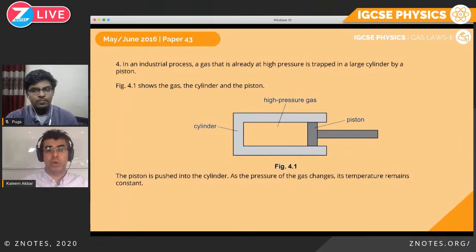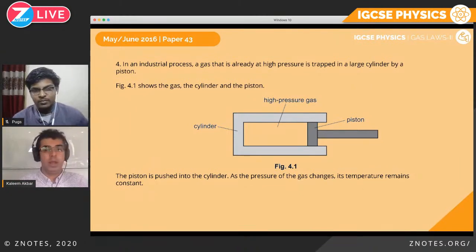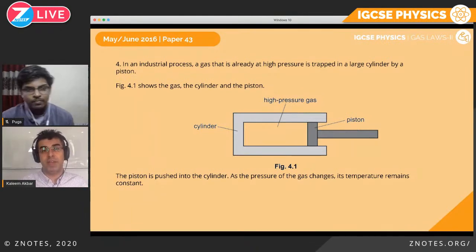So the piston is pushed into the cylinder. As the pressure of the gas changes, its temperature remains constant. Now, that is a humongous hint towards Boyle's law. P1 V1 equals P2 V2. If you remember from the lessons, the idea in any experiment is not to change more than one variable at a time. Okay, you do that because when we did the lesson, we realized that volume, temperature, and the mass of gas all had an effect on pressure.